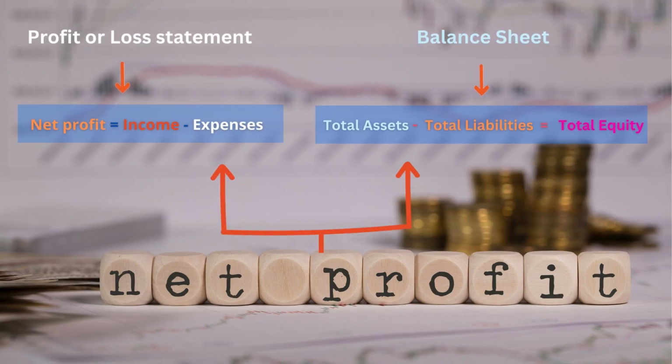As I said before, we can find out the net profit in two different ways. One is from the profit or loss statement, and another one is through the balance sheet using the accounting equation. Total assets minus total liabilities is equal to total equity. Once we know the total equity, we can find out the net profit. Now let's see a short exercise to summarize what we have discussed so far.